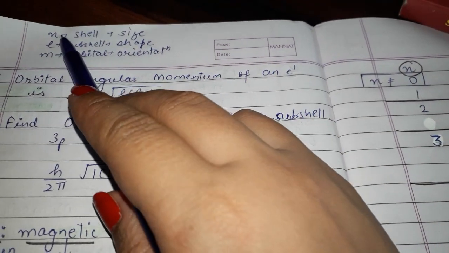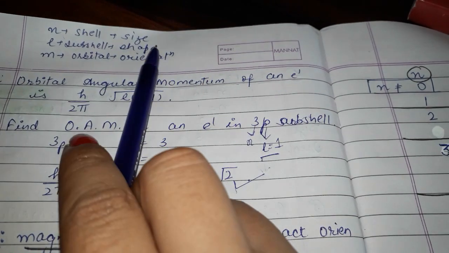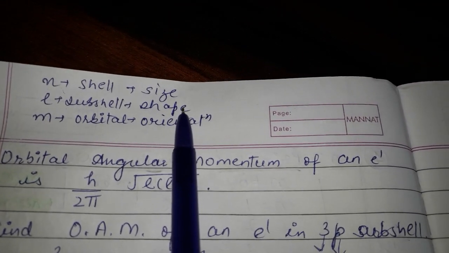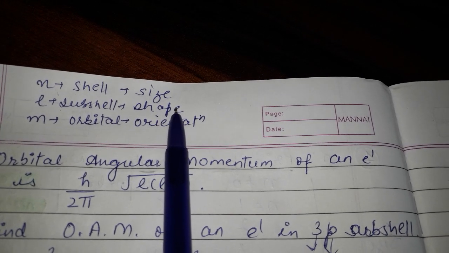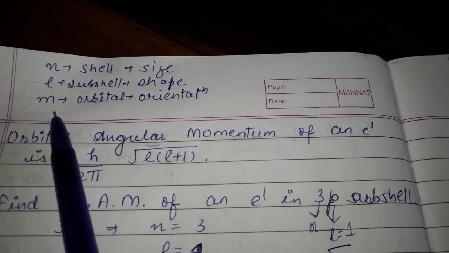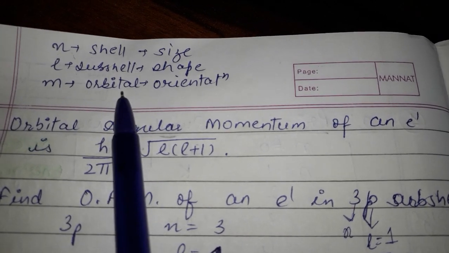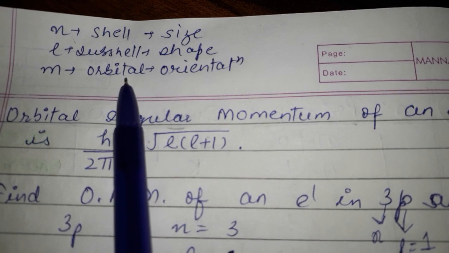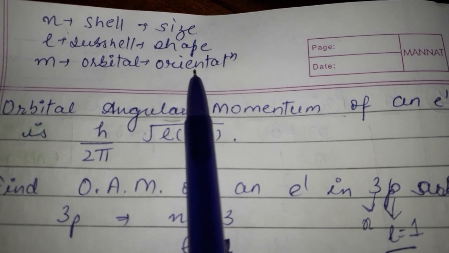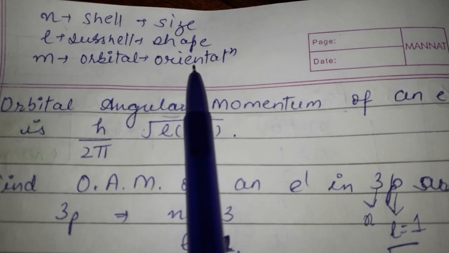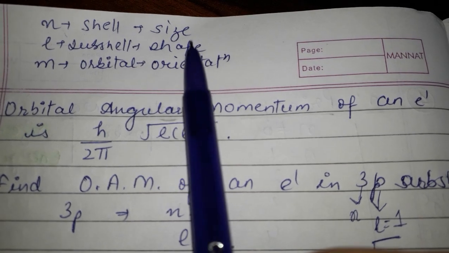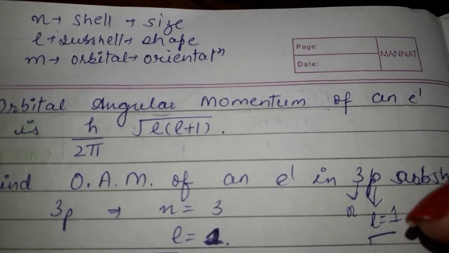Now, n basically gives us the shell and the size of the orbital. L gives us the subshells and the shape of the orbital: spherical, dumbbell, complicated, eightfold and so on. M, the next quantum number, the magnetic quantum number, tells us the orbital: how many orbitals there will be and the orientation of the orbitals, about the x-axis, about the y-axis, about the z-axis, in between the axes or lying along the axis.